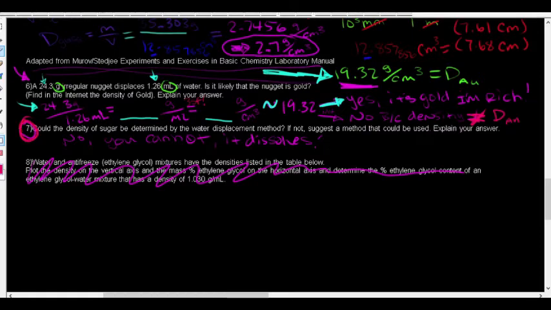Number 7. So right here, you couldn't determine the density of sugar by water displacement, because when you put the sugar into the water, it dissolves, right?